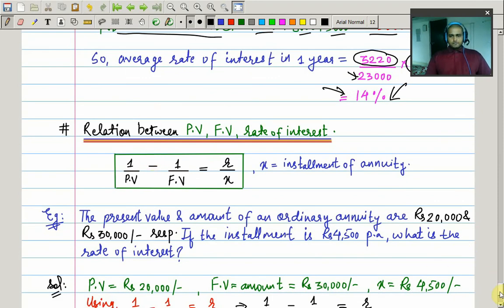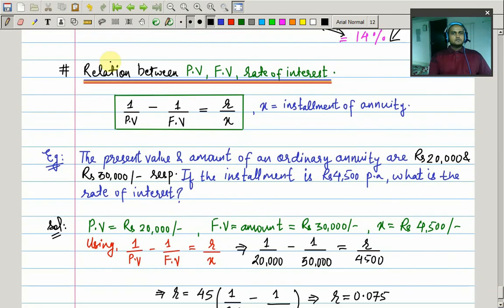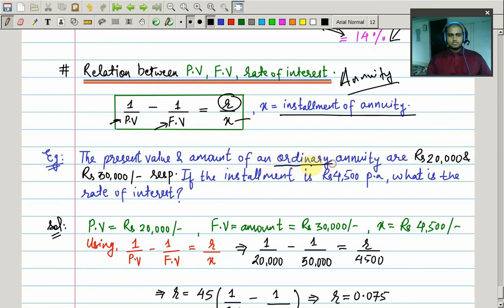Okay, so here we have one more topic. Not a topic. This is just a relation between present value, future value, rate of interest. I think this is for annuity. This is coming from annuity topic. This is the relation for present value of annuity, future value of annuity, and the rate of interest. What is this X? X is the installment of an annuity. Definitely, we are talking about ordinary annuity.